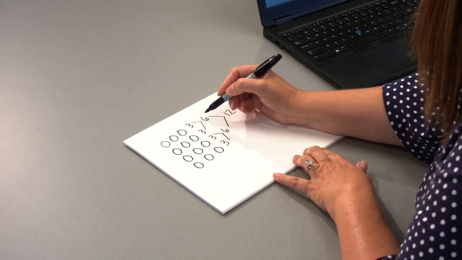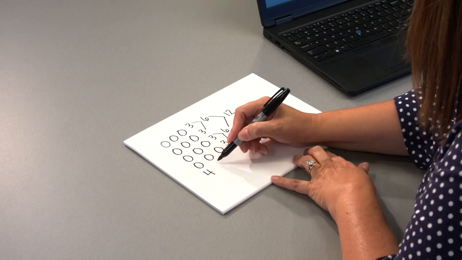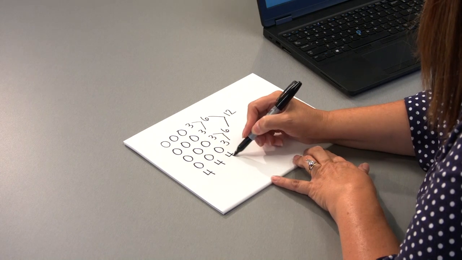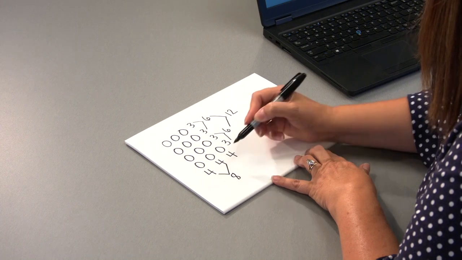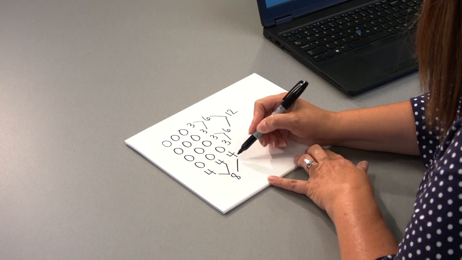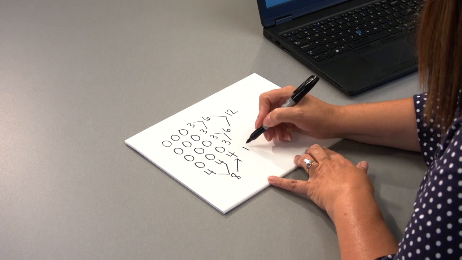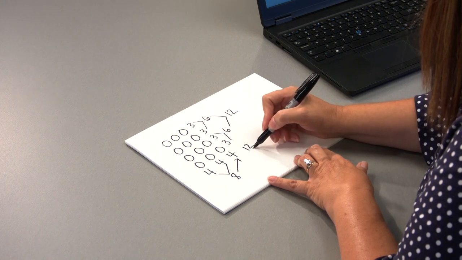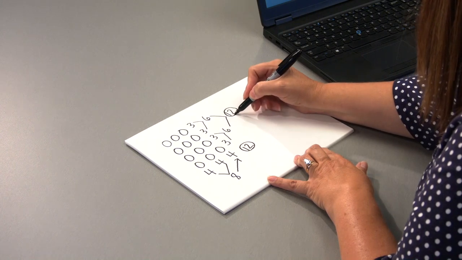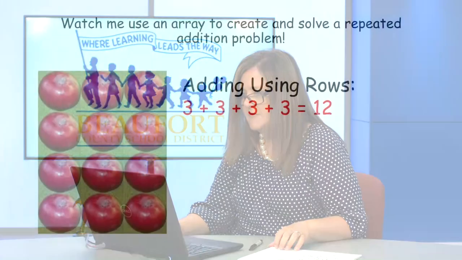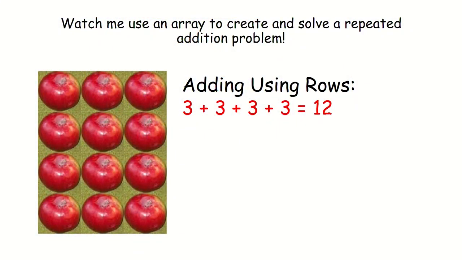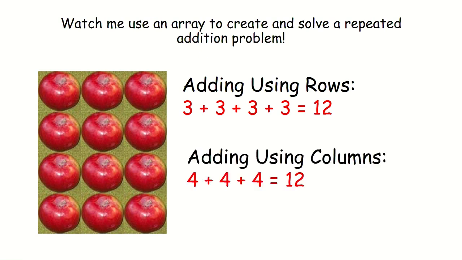So we've added our rows, now we're going to add our columns. 4 plus 4 is 8. We can't forget about this digit here, boys and girls. We've got to count up 4 more for a sum of 12. So you should have the same sum. Let's check our work. If we added using rows, it should look like this. 3 plus 3 plus 3 plus 3 is equal to 12. Or adding using columns, we have 4 plus 4 plus 4 is equal to 12.